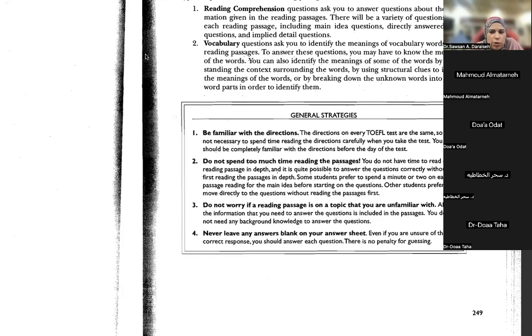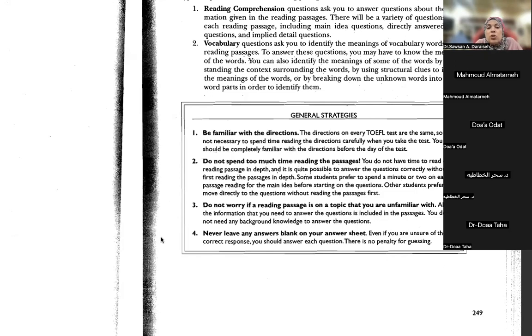All of the information that you need to answer the questions is included in the passages. You do not need any background knowledge to answer the questions. But from my experience, it's always easier when you have some information about the passage. It doesn't mean you won't be able to answer the questions. You will perfectly be able to, but it'll make life a lot easier if you have some information about the passage.